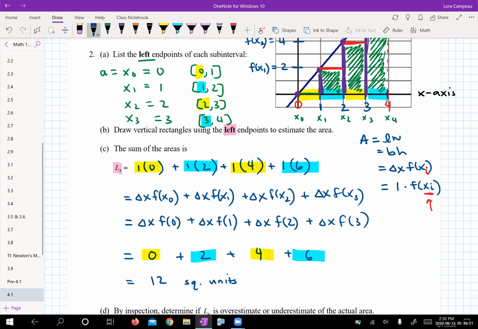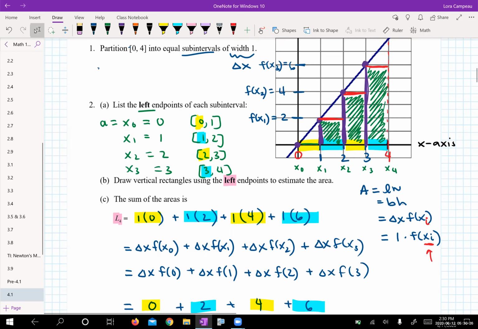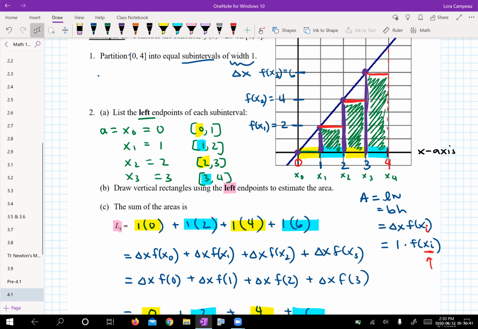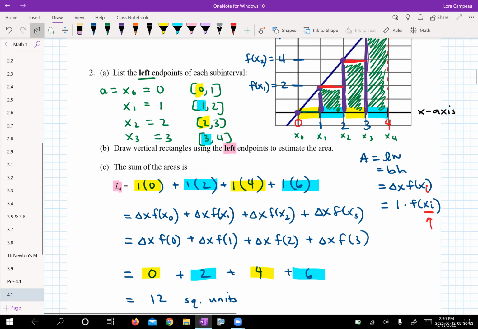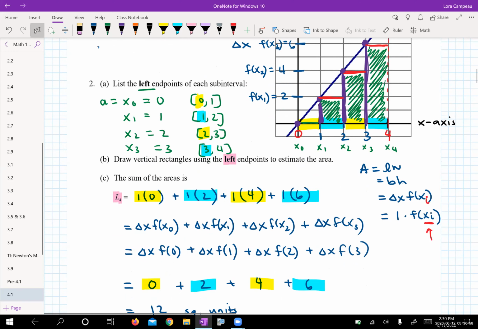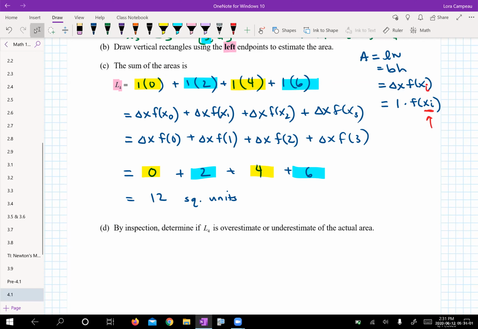Now, if we inspect what these rectangles are doing according to the curve, are they finding the exact area under the curve? The answer is no. Look at what the rectangles are doing in relation to the curve. Each of those rectangles appears to be smaller than the actual curve itself. There seems to be some empty space in there. So when you use the left endpoints in this particular situation with this particular function, by inspection, L4 is an underestimate.